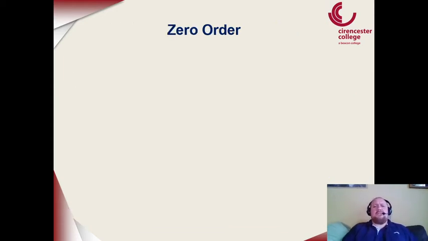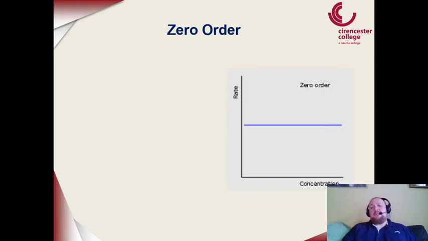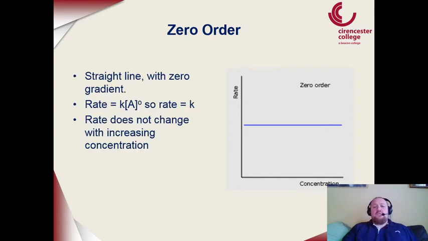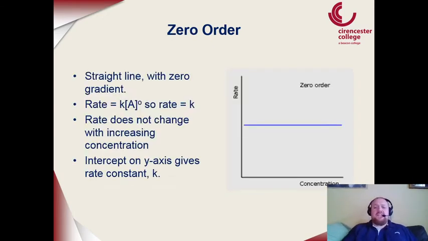So, what does a zero order graph look like? Remember, this is a rate concentration graph, not a concentration time graph. This is your zero order graph. It is a straight line with a fixed y component, so we just have y equals 2 or 3 or something like that, which relates to the rate of reaction. We're looking at the initial rate of reactions, changing the concentration, and seeing that it doesn't change the rate at all. So this is our zero order rate concentration graph.